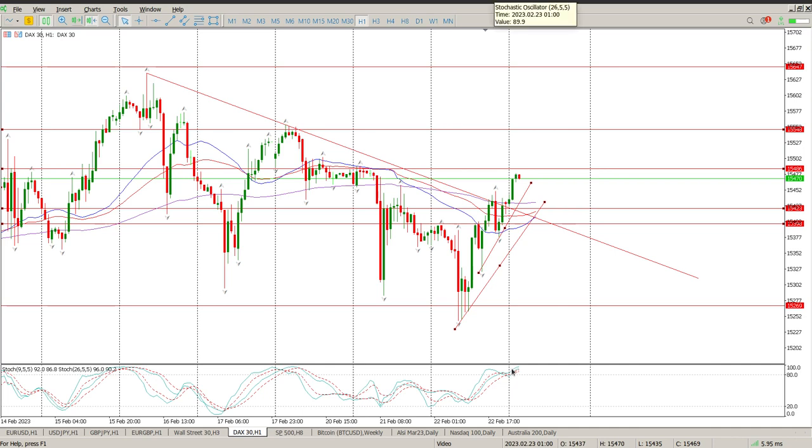Oscillators are overbought at the moment on the hour, and the moving averages are in no shape to indicate a bigger move higher. So probably lower time frames are the way to go. Just wait for the pullback, and then you're looking for short moves to the upside and take your profit at each level.